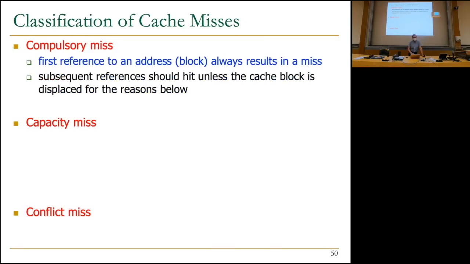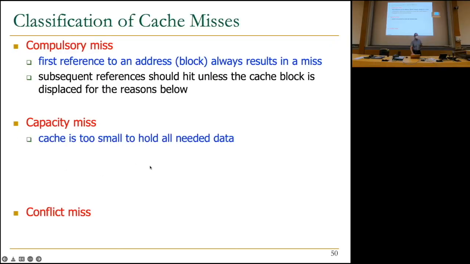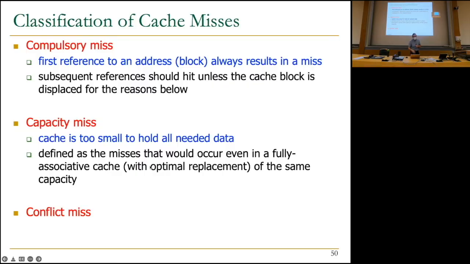And subsequent references should hit unless the cache block is displaced for one of the reasons below, right? So the first time you touch a block, it's always a miss because you haven't seen the block yet. The definition of caching is you should see the block one time. Otherwise, you're prefetching the block into the cache, right? Okay, a capacity miss means the cache is too small to hold all the needed data. And this is more formally defined as the misses that would occur even in a fully associative cache with optimal replacement, which is very hard to implement clearly, of the same capacity.